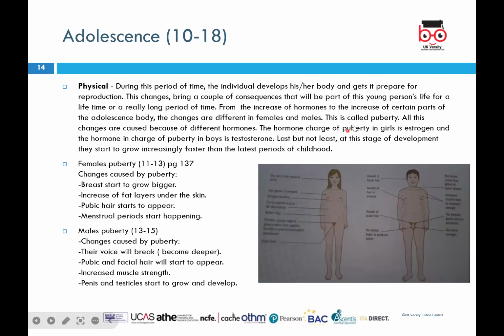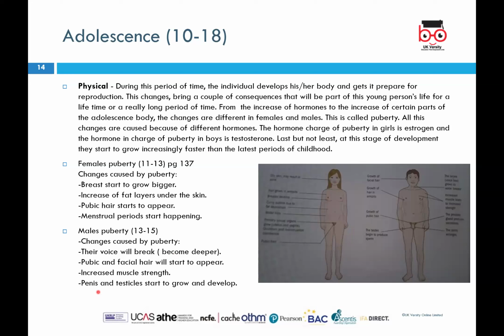For the females there's estrogen, and for the males there is the hormone called testosterone, which mainly functions to move them towards adulthood. So they grow bigger, and more masculine for males. Their voice will become deeper and hoarser. They'll develop pubic and facial hair, and there'll be increased muscle strength. The penis and testicles start to grow and develop as well.